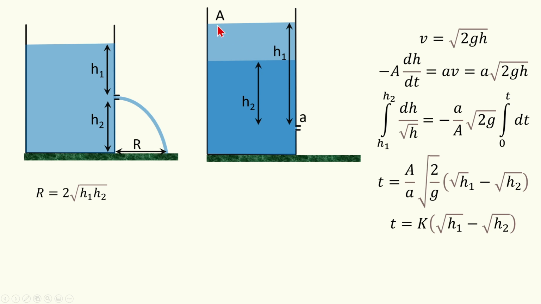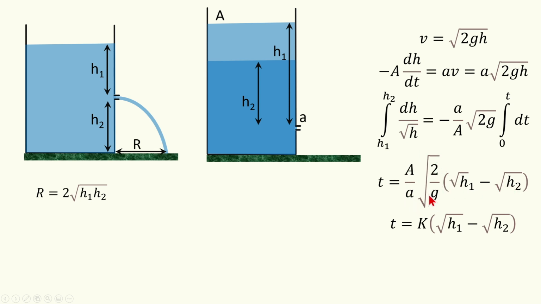So instead of the velocity at this top point, I have written minus dh by dt, right? Because the rate of change of this height from this orifice level can be said to be the velocity of the fluid at the topmost position, right? So this is equal to a root 2gh, and the minus is put to make this equation positive because h is decreasing, right? So from these equations, we did some manipulation and finally got the result as this quantity into root h1 minus root h2.